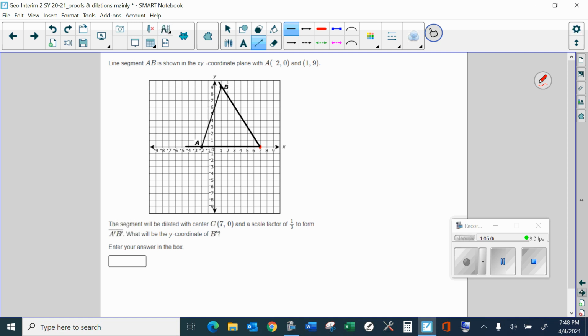Well, here's an easy one to count. This is a horizontal distance. Let's count how far from 7 to -2. That's a total of 9. And I'm doing 1/3 of that. What's 1/3 of 9? 3. So I go 3 out. 1, 2, 3. There's a prime.